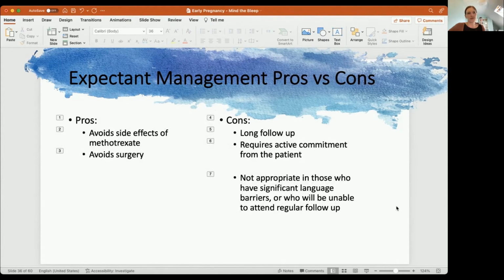So this comes to my pros and cons. The pros of it, obviously, is it avoids the downsides of having methotrexate and surgery. The cons is it can take quite a long time. Long follow-up, coming for bloods every 2 days is quite a commitment. And it's certainly not appropriate in anyone who cannot speak English or not very well, or if you feel like they're not likely to attend regular follow-up. It's not really appropriate, because we really don't want these women to not attend follow-up and rupture in the community.